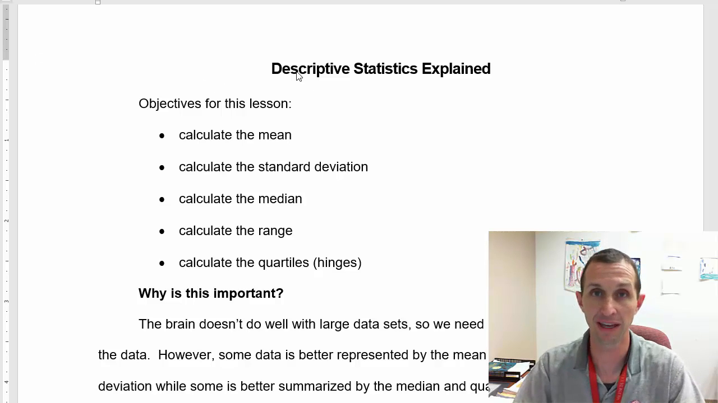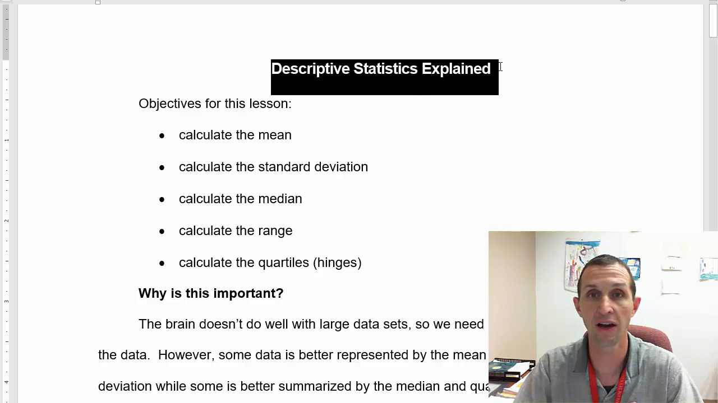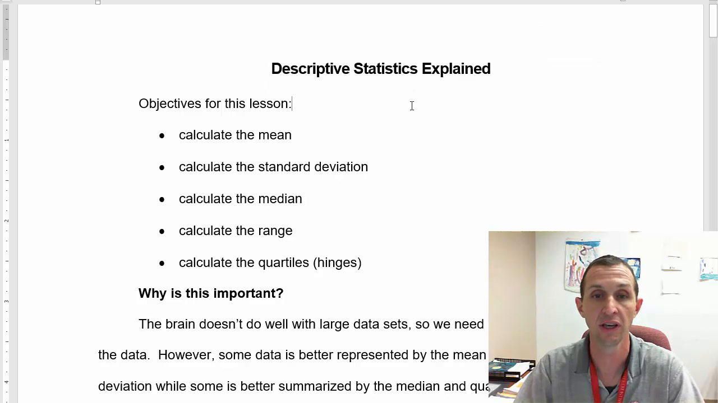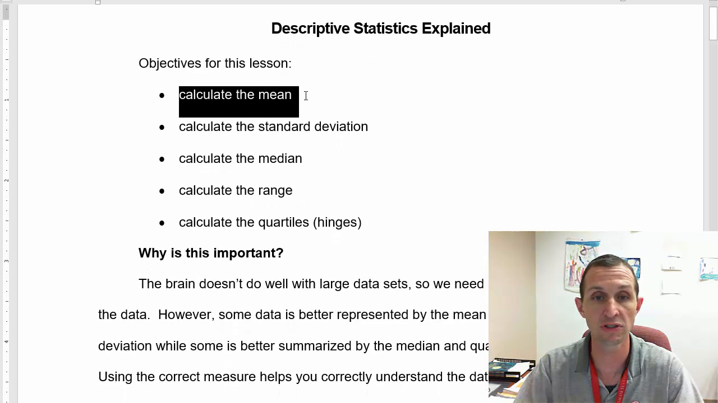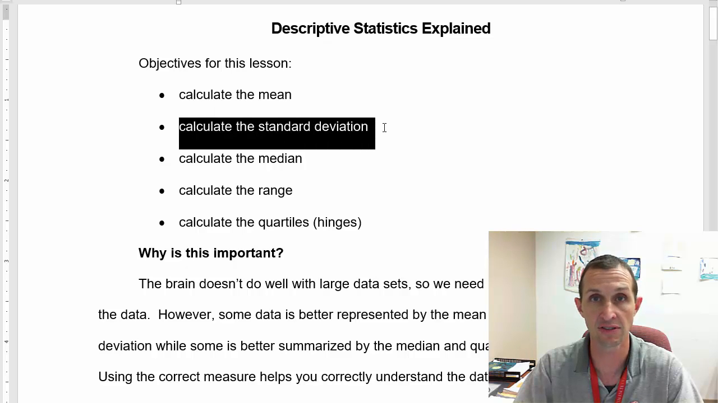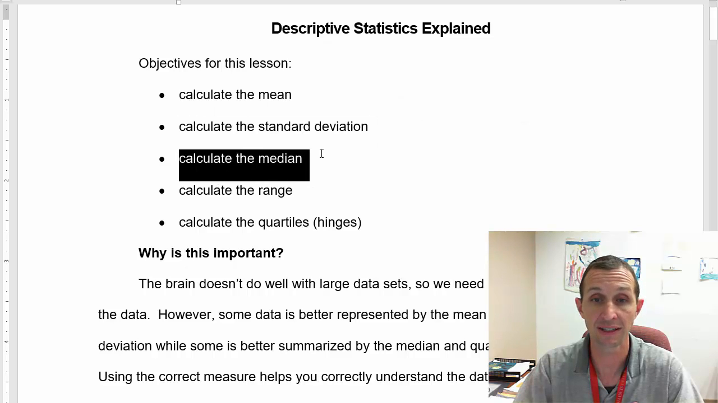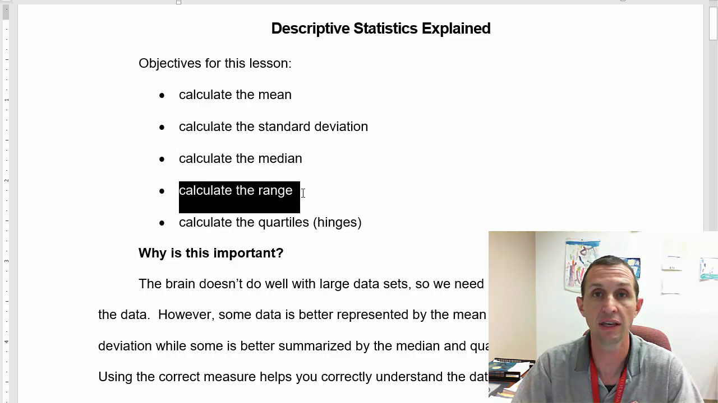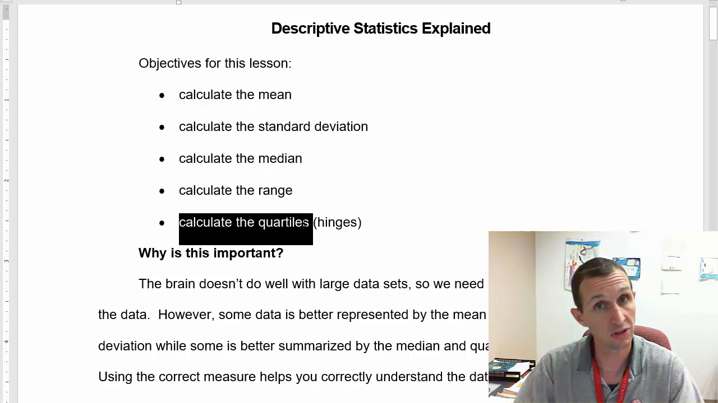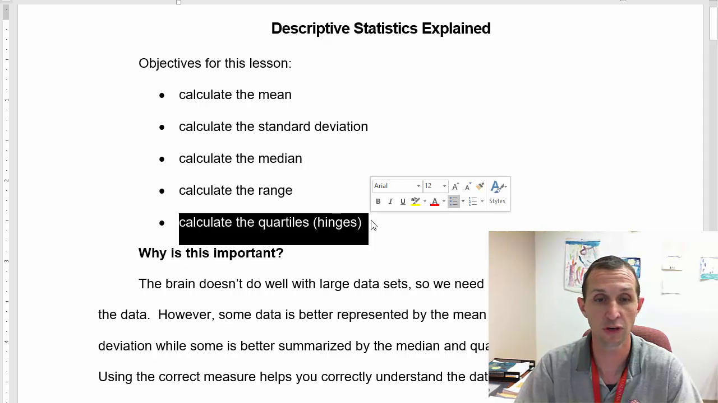Alright, so this is Professor Gilmet, and I'm here today to talk to you about descriptive statistics. This is something you probably already know something about from your high school days, but the objectives for this lesson are basically, we want you to be able to calculate and understand the mean, to be able to calculate and understand the standard deviation, to be able to calculate the median, understand what it means, and to calculate the range, pretty easy, and then to calculate quartiles, which are actually sometimes hinges, okay?